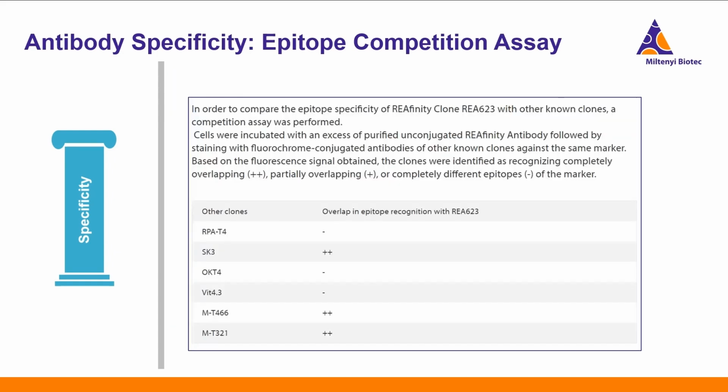Following each epitope specificity assay, the results of the experiments are summarized in a dedicated table for each individual antibody clone. Based on the observed fluorescence signal patterns, the antibody clones are categorized into distinct groups. Clones that recognize completely overlapping epitopes are identified as ++. Clones that recognize partially overlapping epitopes are denoted as plus. Clones that recognize completely different epitopes are marked as minus.